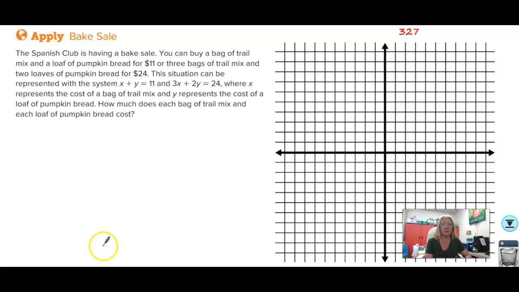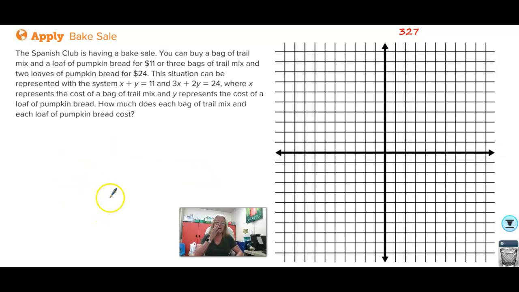All right, now this is an example of a word problem. This is a word problem, and it's way scarier than it looks. The Spanish Club is having a bake sale. You can buy a bag of trail mix and a loaf of pumpkin bread for $11, or 3 bags of trail mix and 2 loaves of pumpkin bread for $24. This situation can be represented with the system, and they've given you the equations, which is pretty nice of them. Usually they ask you to write your own equations, but in both examples in this book, they've given you the equations. Now here's an important part. X is the cost of a bag of trail mix. So X is how much trail mix costs. And Y is the pumpkin bread.